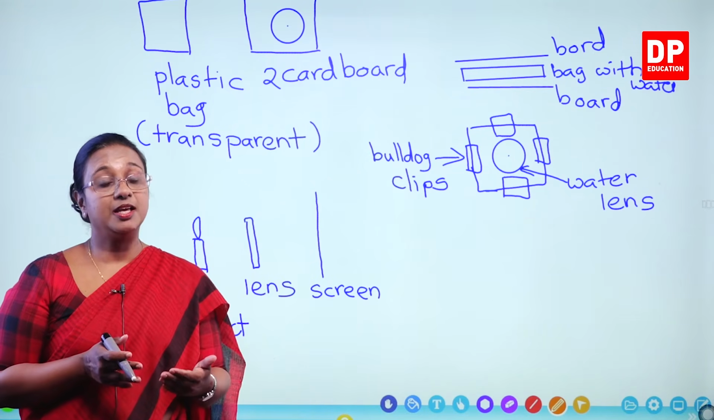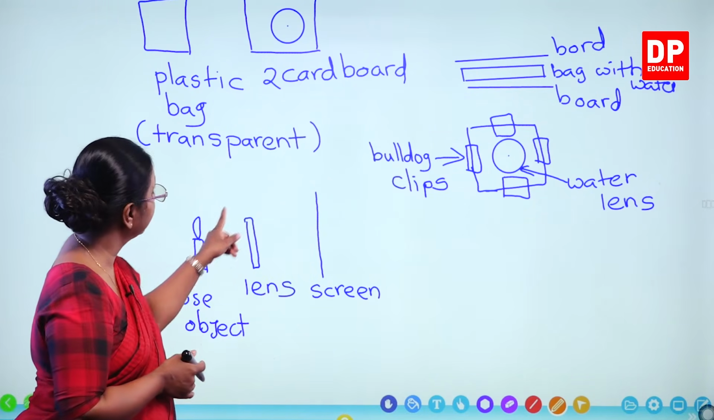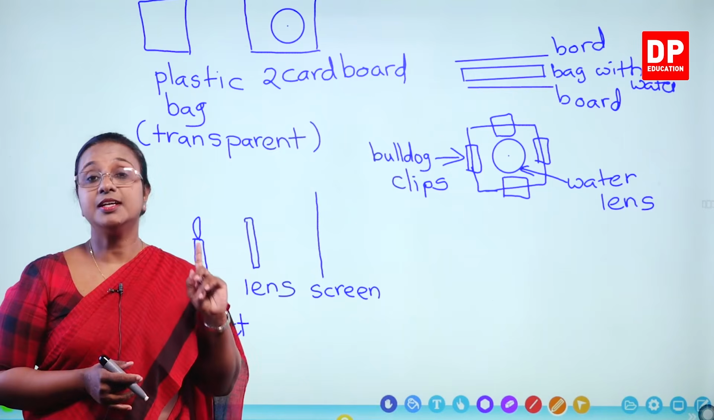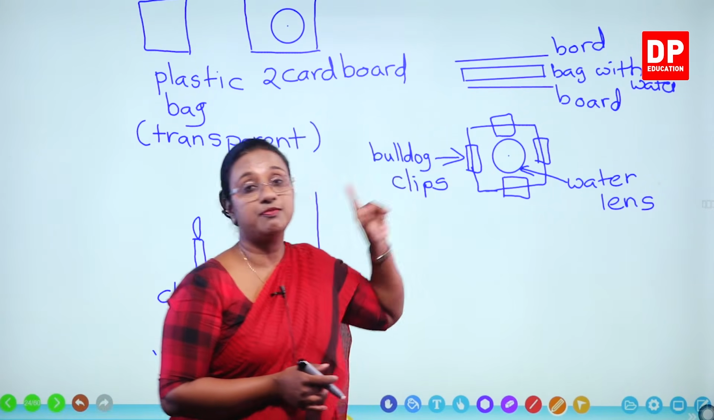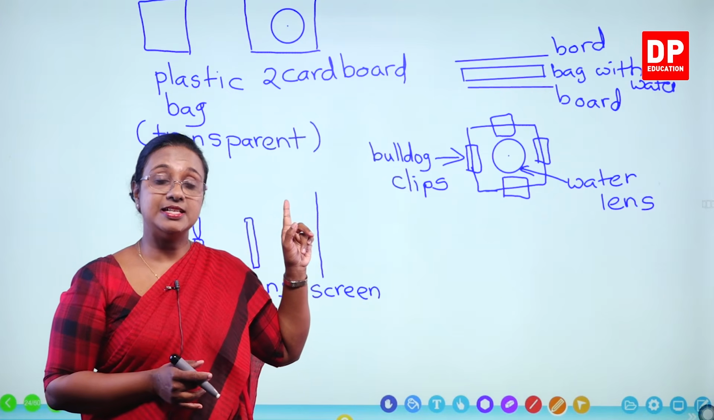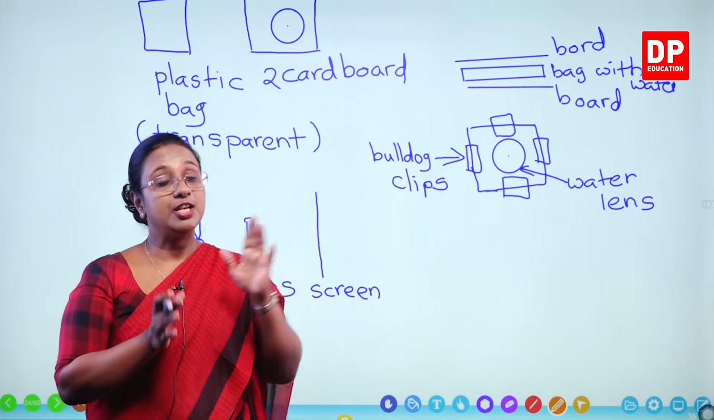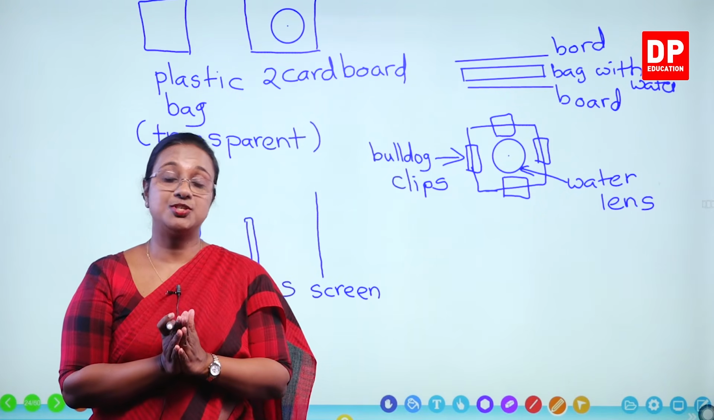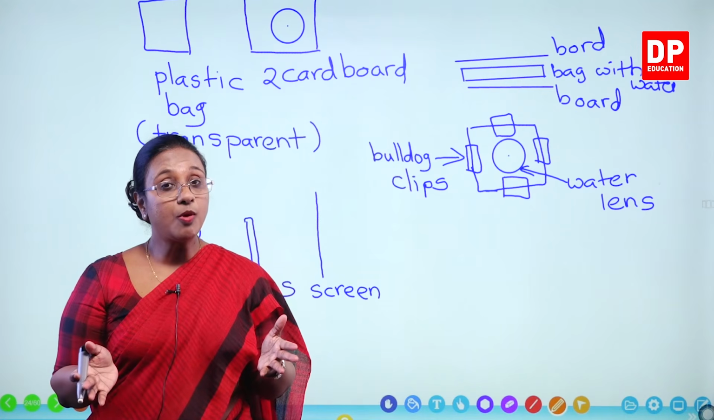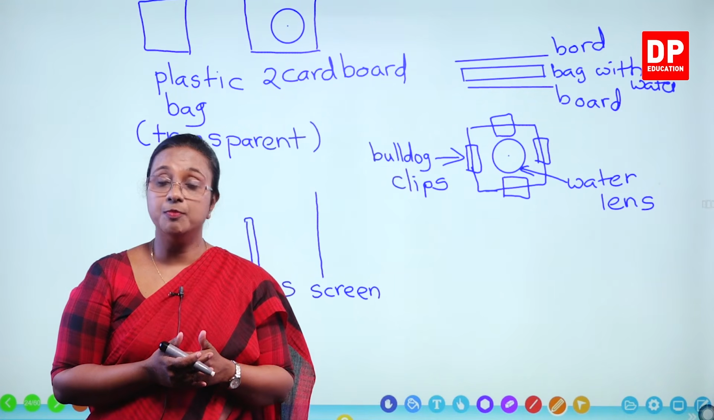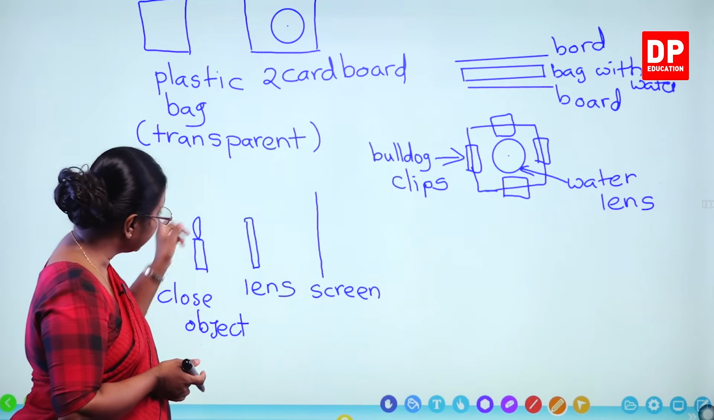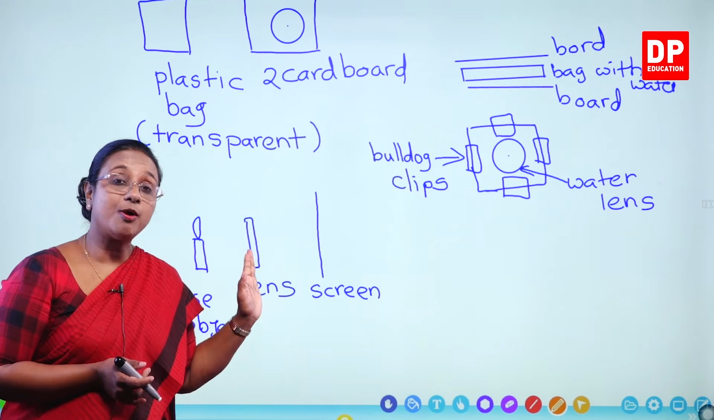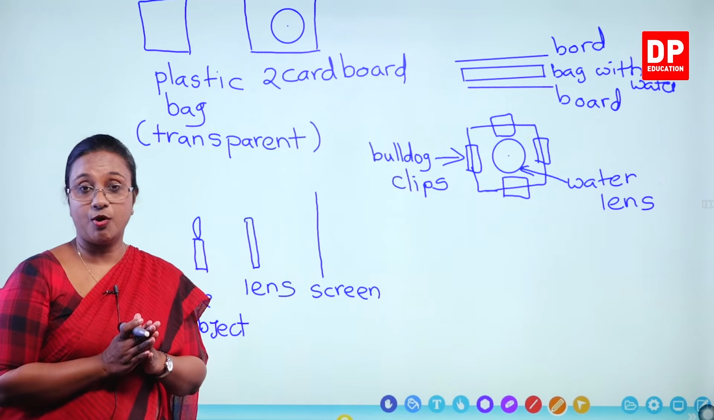The same thing you can repeat with a lens with different curvature. How can you do that? You can change the amount of water that is present inside the bag. When you have less water, the curvature will be less. When you have more water, the curvature will be more. You can make a lens with higher curvature, again repeat the activity and observe how the image forms.